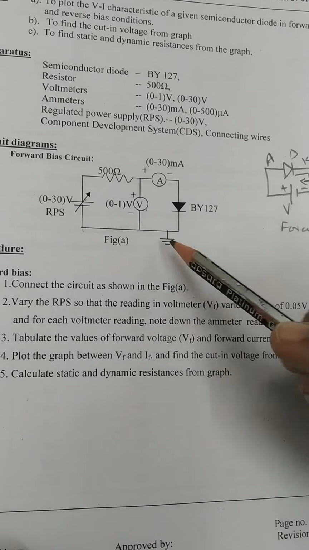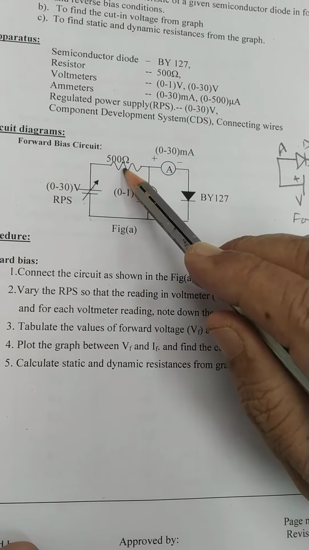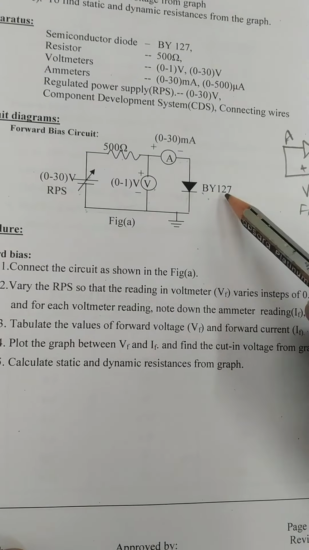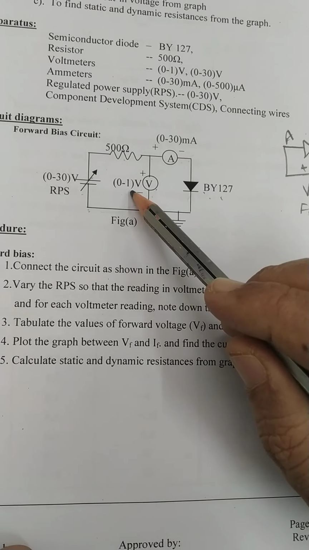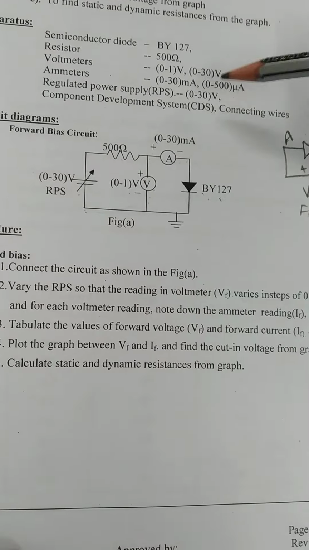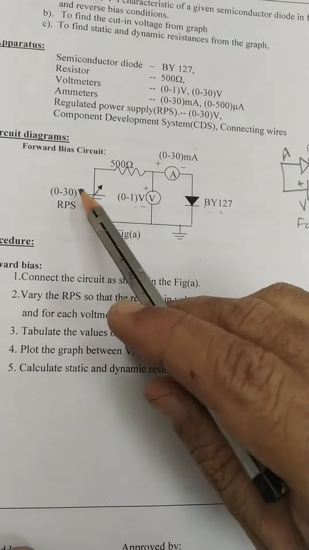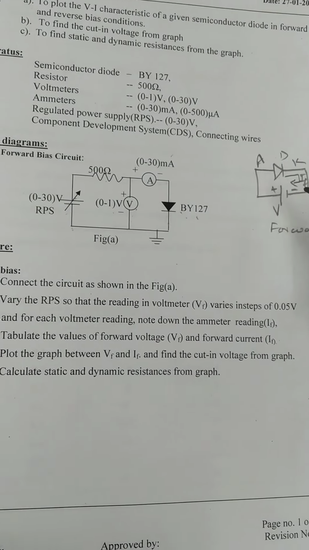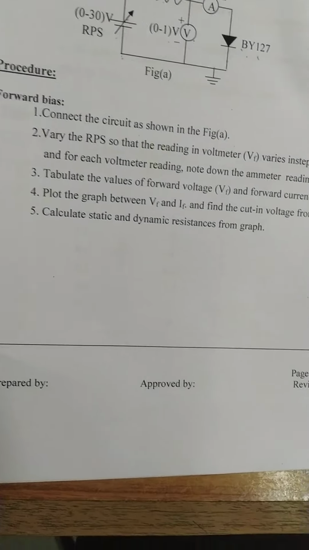So here the apparatus: we have to take one RPS, one limiting resistor of 500 ohms, one diode, generally BY127, one voltmeter having 0 to 1 volt range, and one ammeter of 0 to 30 milliamperes for the forward bias circuit. Now the procedure to take the forward bias characteristics.